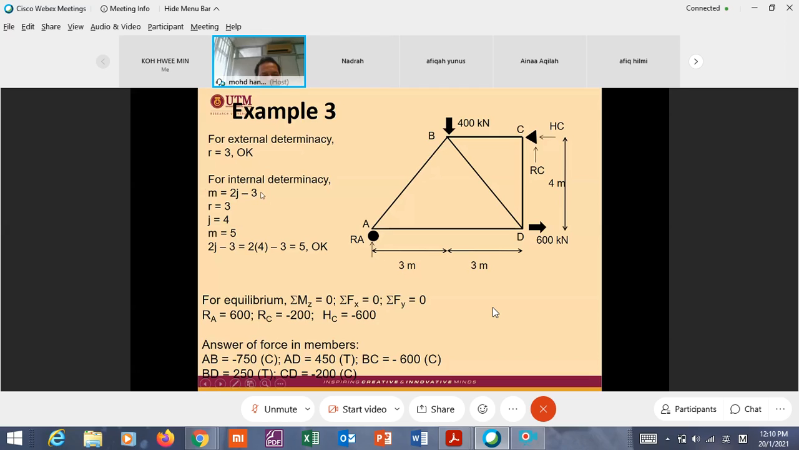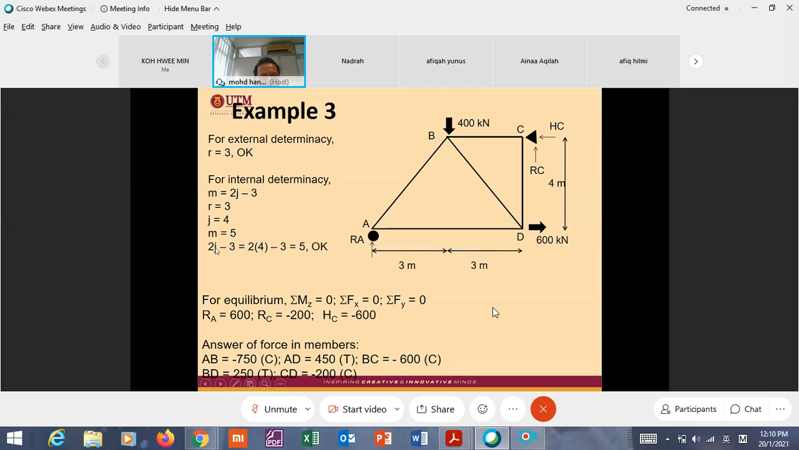Is 2j minus 3 equal to 2, 4. It is okay, and it is called determinate internally. Determinate internally. And then we can proceed. Yeah, we can proceed now.